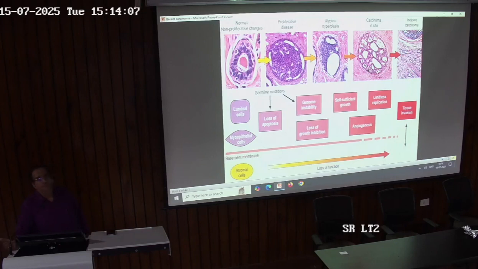Invasive carcinoma, the word itself derives it. There is an invasion occurring in the breast tissue. Invasion need not be to the pectoral muscle or skin. It can be from lobules to the ductules.